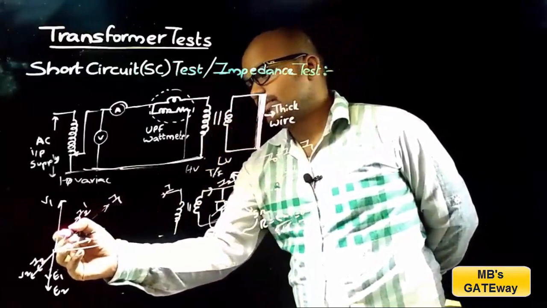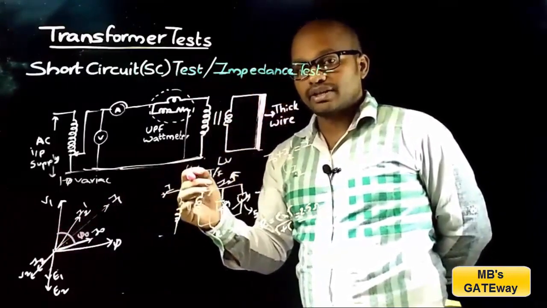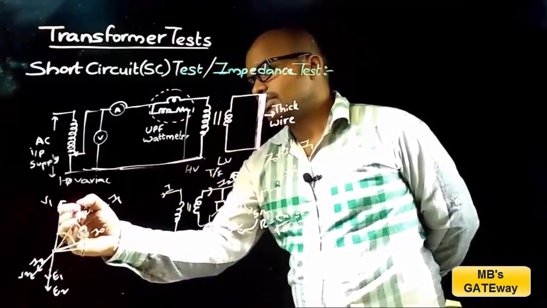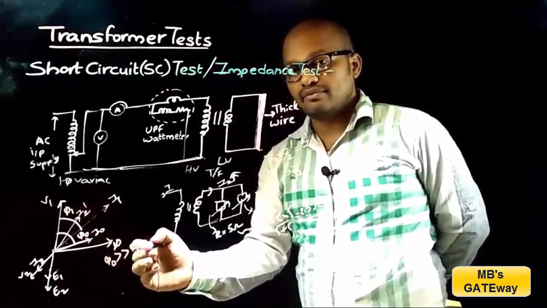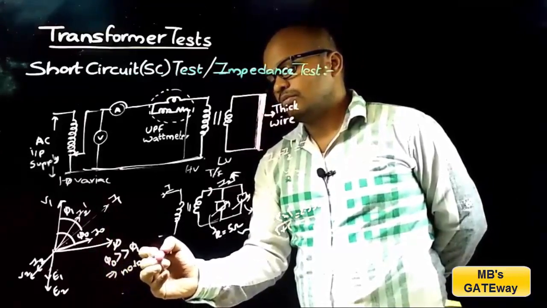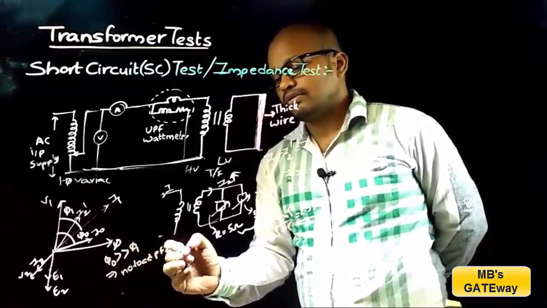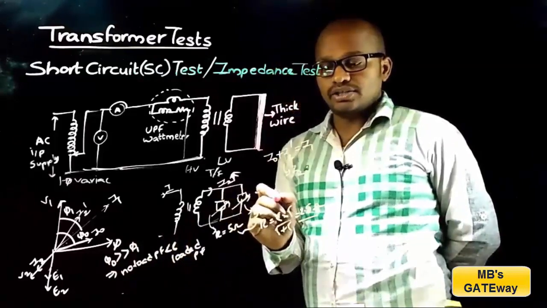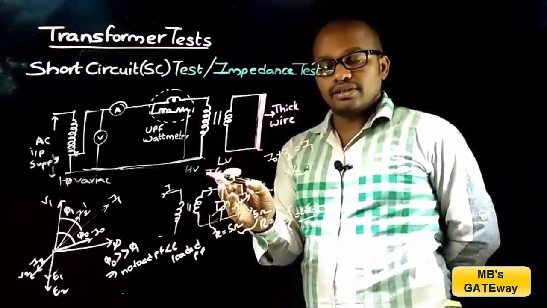If there is no load on the transformer, then the primary power factor angle is phi 0, which is the angle between V1 and I0. But when load is connected, the primary power factor angle is phi 1, which is the angle between V1 and I1. By comparing phi 0 and phi 1, phi 0 will be greater than phi 1. That implies no load power factor will be less than loaded power factor.